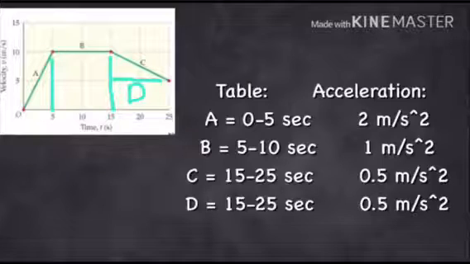Next is the table. You have to get the time intervals of these letters by getting the time occupied. For example, for letter A, the time interval is 0 to 5 seconds. Then get the acceleration by getting the rise and run. For example, for letter A, the rise is 10 meters per second and the time interval is 5 seconds, which is the run. So divide the rise by the run. The acceleration is 2 meters per second squared. Do this for the rest of the letters to complete the table.